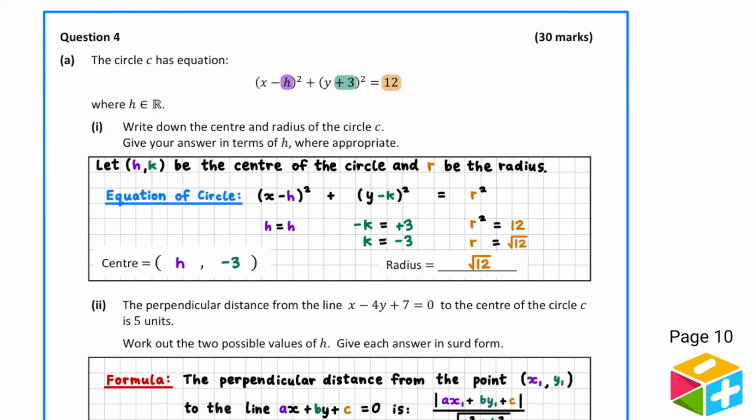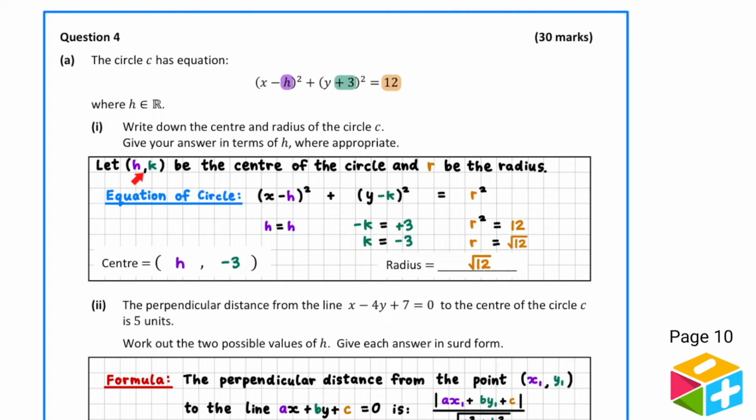In question 4a, we're told that the circle C has equation (x minus h) all squared plus (y plus 3) all squared is equal to 12. In part 1, we must write down the centre and radius of the circle. There is a result from the formula book which will help us out here.